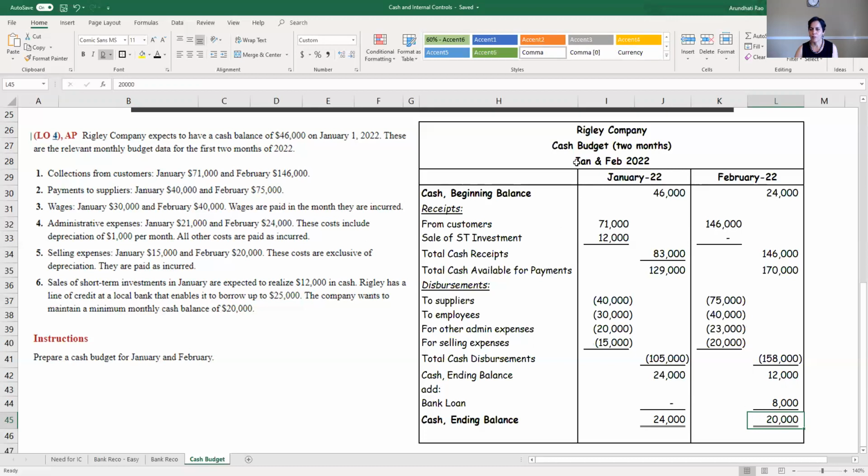Once again, preparing a cash budget is a really good internal control feature because it helps you plan for the future. It tells you how much you need to collect from your customers. It gives you an idea as to whether you can be more generous with your credit terms or be less generous. There are a variety of things that you can plan for the future if you set up your cash budget and revise it as time goes by.